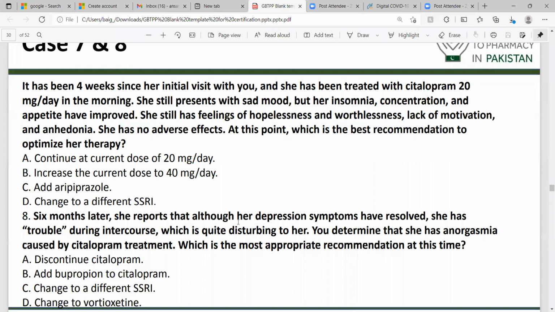So in this case, if the patient is stable and improving symptoms and the dose has not reached the maximum, normally we increase the dose. So the best answer is answer B, to increase the current dose to 40 milligram.